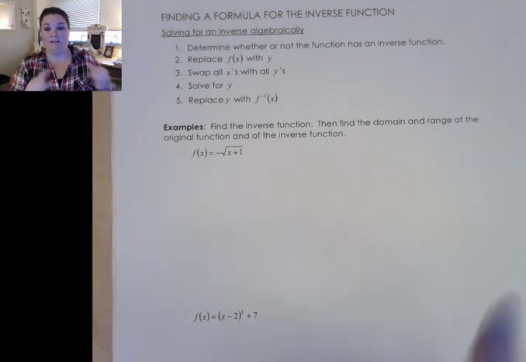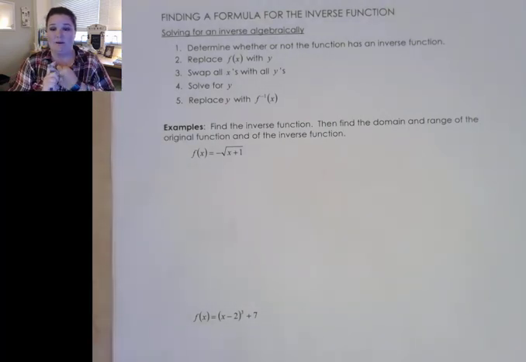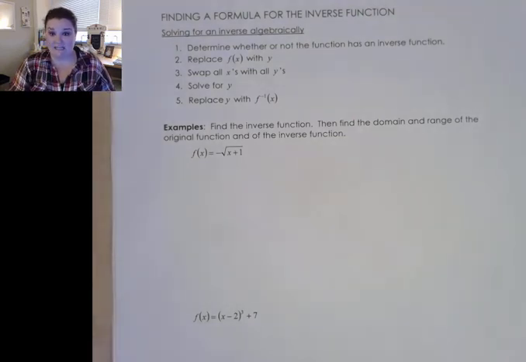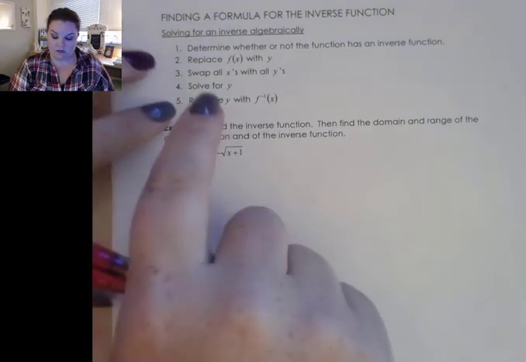Okay. All right. So now I want to move on to solving for the inverse. So we've talked about what an inverse is. We've talked about what it means to be one-to-one. We've talked about looking at a graph and performing the horizontal line test, and then also how to modify with a restricted domain. What we're going to look at now is actually finding the inverse algebraically, and then also being able to find the domain and range of that inverse. Okay, so here's our process.